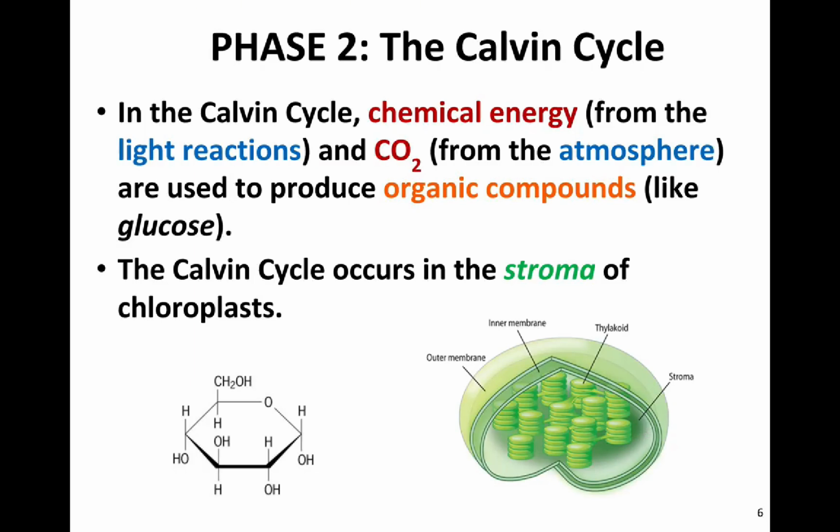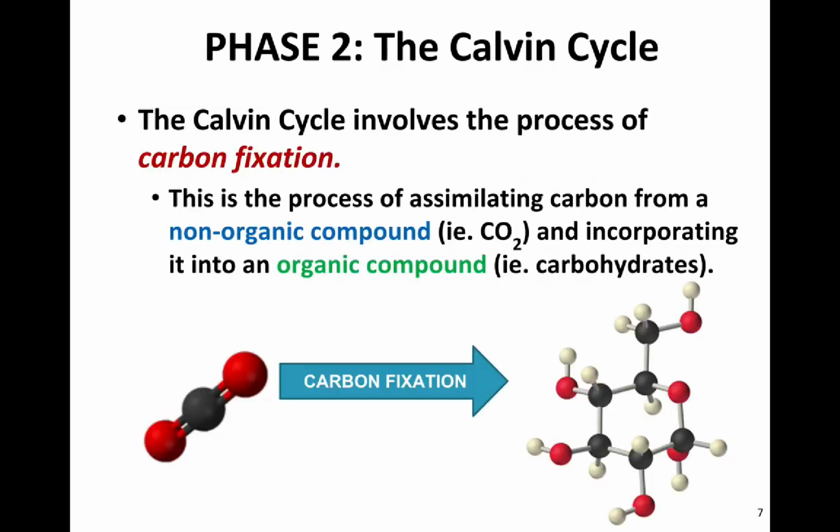So they're contained within the inner membrane of the chloroplast, but these reactions aren't going on inside the thylakoid. So the Calvin cycle actually starts with the process known as carbon fixation. And carbon fixation is a pretty important term, and that term simply means that we are assimilating carbon.